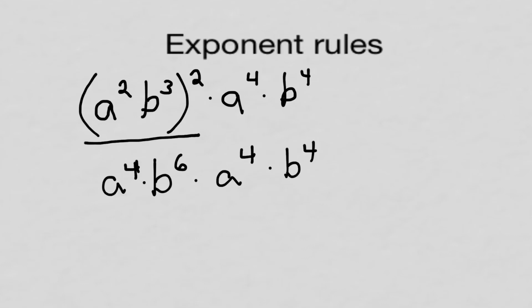Now there's no more powers of a power. We've just got straight exponents. So I'm going to add these. I've got a to the 4th and a to the 4th. I add the exponents. I get a to the 8th. B to the 6th times b to the 4th. I get b to the 10th.